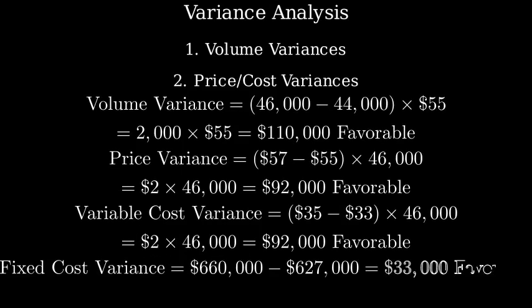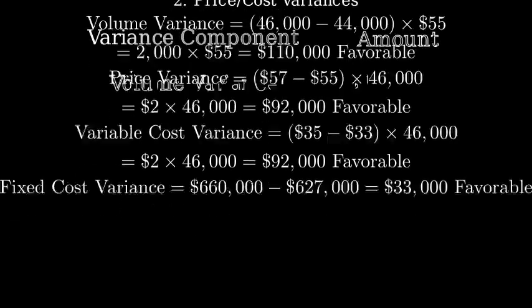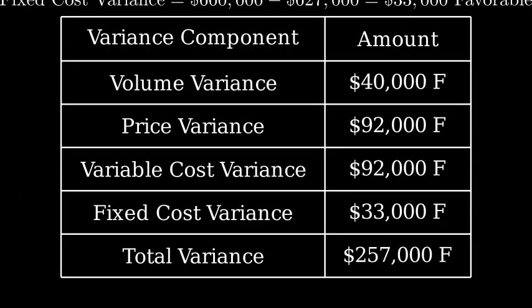Finally, fixed costs were $33,000 lower than budgeted, creating another favorable variance. Let's summarize all these variances in our final analysis. The total favorable variance of $257,000 can be broken down into a favorable volume variance of $40,000, a favorable price variance of $92,000, a favorable variable cost variance of $92,000, and a favorable fixed cost variance of $33,000.